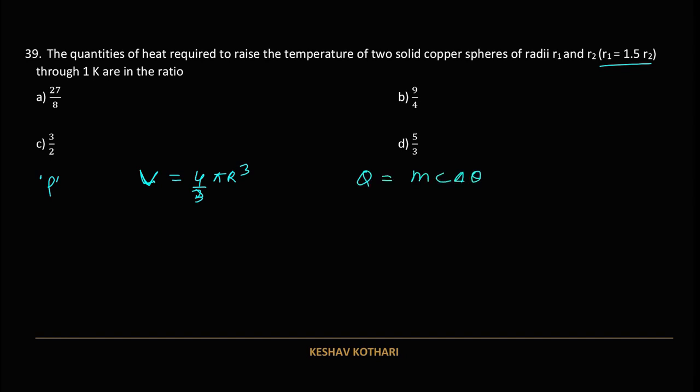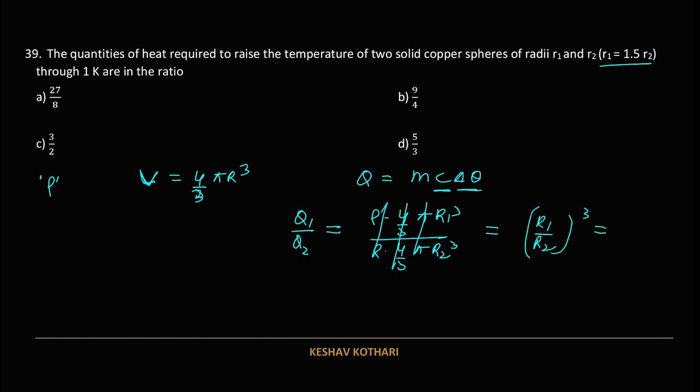So now if we compare the two, then the value of specific heat capacity and the change in temperature is same. So we can directly compare the masses, that is density into 4 by 3 pi R1 cube upon density into 4 by 3 pi R2 cube. So if we compare this, we get a value equal to R1 by R2 whole cube, and R1 is equal to 1.5 times of R2, upon R2, whole cube. So if we solve this out, we attain a value equal to 27 by 8. So for this particular problem, option A is correct, that is 27 by 8. Let us move to the next problem.